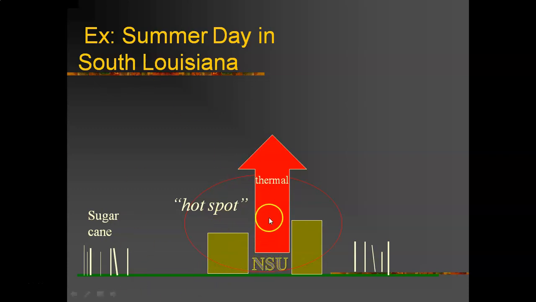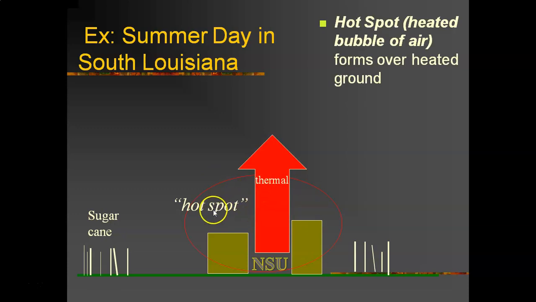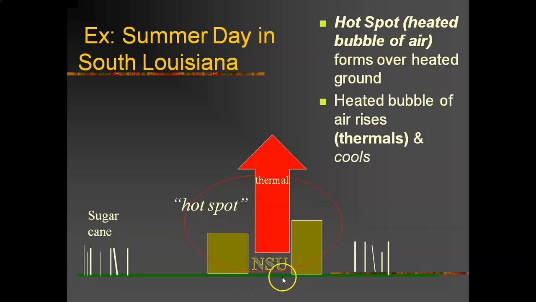All right, and rising air in the troposphere is called a thermal. Thermal being warm. So we've got these heated bubbles of air rising, and they're called thermals. All right, so we've got our hot spot, our heated bubble of air, and it's going to form over the superheated ground. And as it's rising, it's called a thermal.